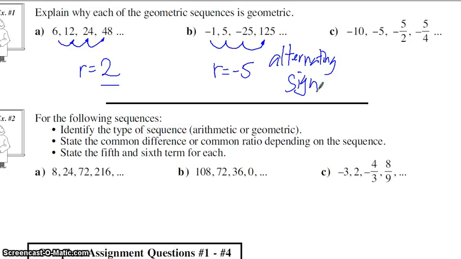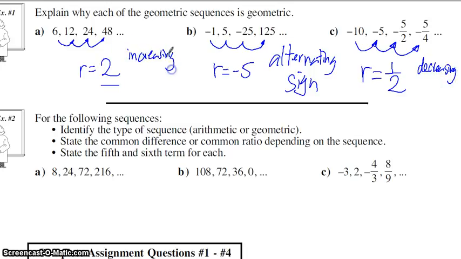So how can you get the numbers getting smaller and smaller? Well, look at the third example. If you ignore the negative, the numbers get smaller: 10, 5, 5 over 2, 5 over 4. What happened? You divide by 2 every time. What's the other way to say divide by 2? You multiply by half. So the common ratio is half. You multiply by half every time, then the list is decreasing in values. When the common ratio is bigger than 1, it is increasing in values.